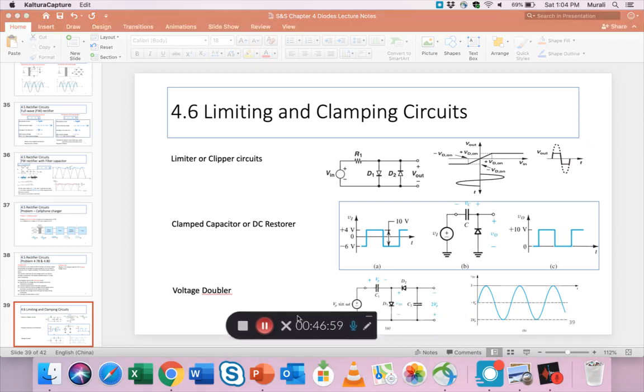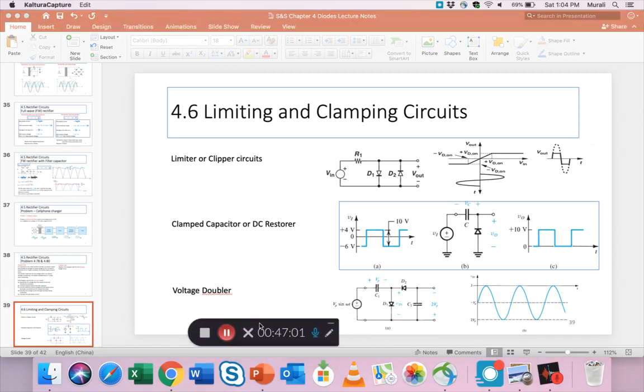Then there's another circuit at the bottom. It's called a voltage doubler, which I'm sure you know what that means. You double the voltage. So if you look at this drawing, you'll notice that the output voltage is actually 2 times Vp, where Vp is the peak voltage of the sinusoid. So Vp goes to 2 Vp.